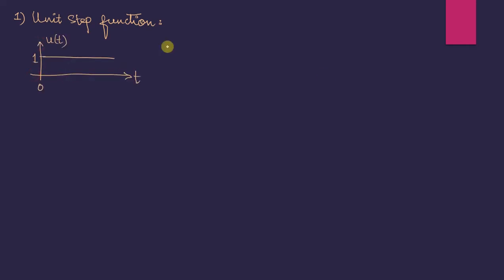The first one is the unit step function. The unit step function can be represented in this form. If you look at the signal, u of t is a signal which ranges from 0 and moves towards infinity, and this particular signal has an amplitude equal to 1. So mathematically, I can represent the signal u of t to be equal to 0 for t less than 0 and equal to 1 for t greater than 0.